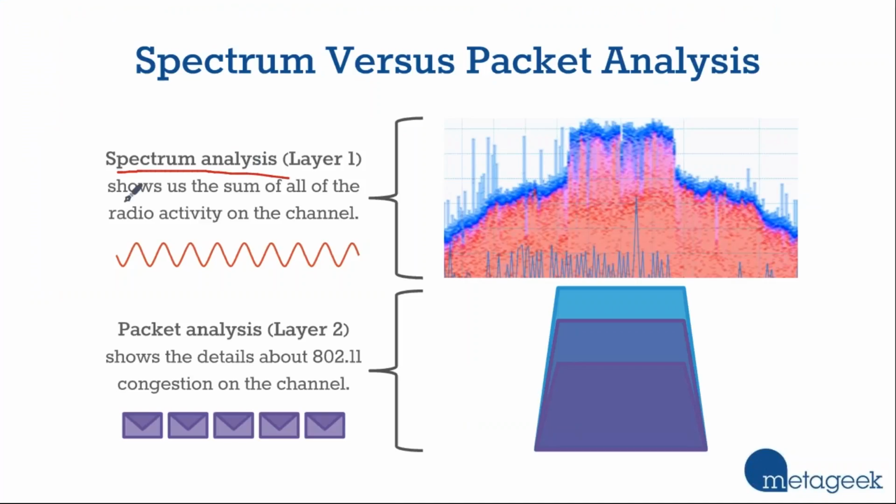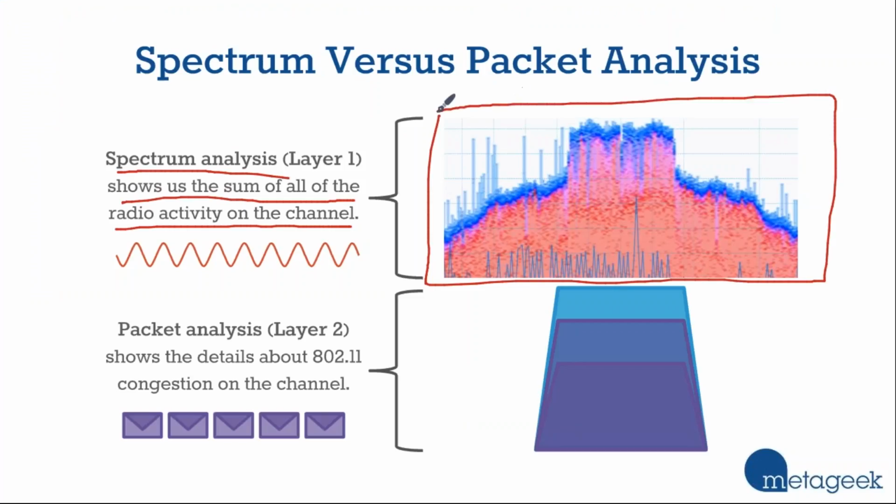So let's think about how these two things relate to each other. Spectrum analysis shows us the sum of all of the radio activity on the channel. It basically shows us all of the raw radio frequency activity that's happening on that channel. Remember, that includes everything that's talking. Not only is it our throughput test, but it's all my neighboring networks and all the non-Wi-Fi devices and all the background noise. That shows us everything.